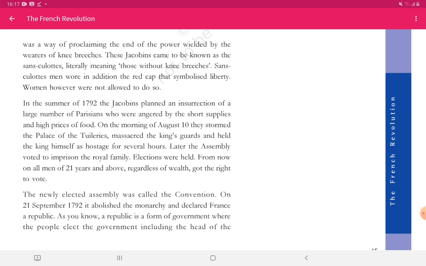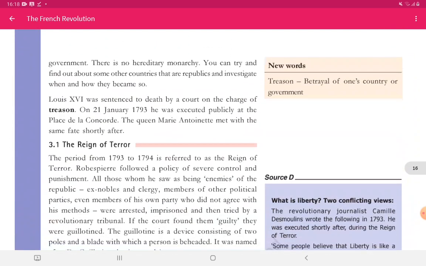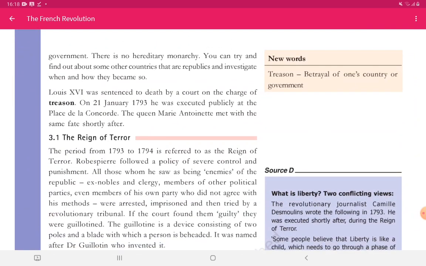On 21 September 1792, it abolished the monarchy and declared France a republic. As you know, a republic is a form of government where the people elect the government, including the head of the government, and there is no hereditary monarchy. Means we say that the monarchical system has been abolished from France. You can try and find out some other countries that are republics and investigate when and how they became so. India is also a republic, which we will be reading in our next class, class 10th, in nationalism in India, how we got our republic.